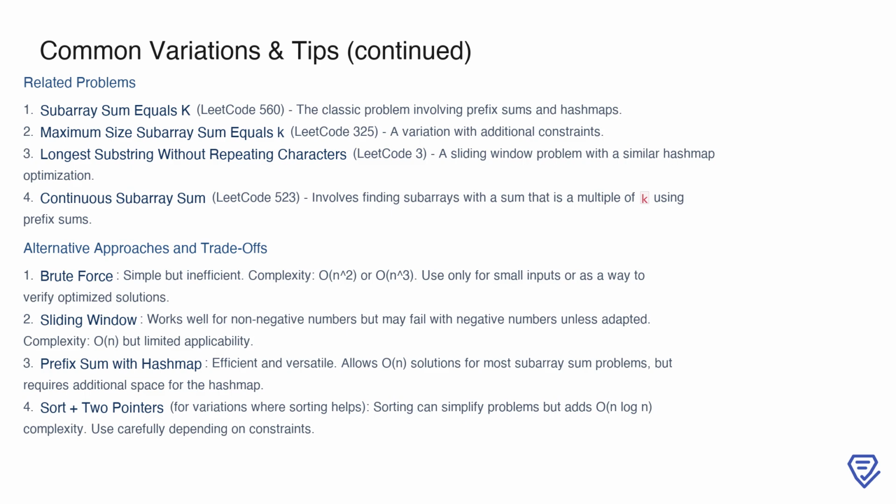When approaching these problems, different strategies have their strengths and weaknesses. Brute force solutions, while simple, are inefficient with time complexities of O(n²) or O(n³), and should only be used for small inputs or as a way to confirm optimized solutions. Sliding window techniques are efficient with O(n) complexity but are best suited for non-negative numbers unless adapted. Prefix sums paired with hash maps offer a versatile O(n) solution for many subarray problems but require extra space. Finally, in some variations, sorting combined with two pointers can simplify the problem, but this approach introduces an O(n log n) complexity, so it's important to weigh whether it's appropriate given the constraints.